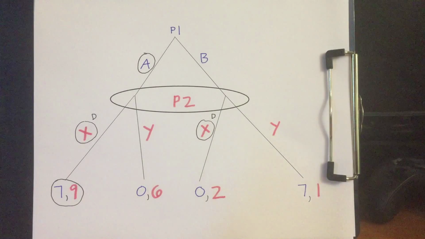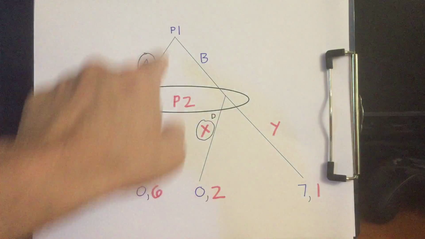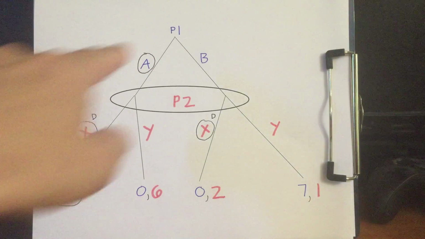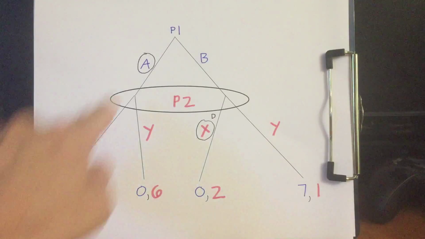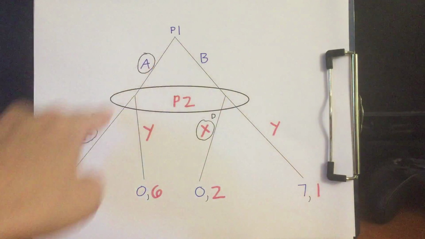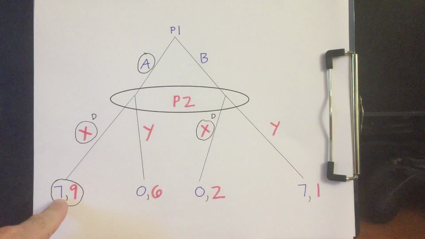So X is a dominant strategy for player 2, meaning it's better no matter what player 1 happens to have done. Player 1 will figure this out. Player 1 will say, okay, player 2 has a dominant strategy of X. So I'm going to count on player 2 always picking X. So if I pick A, I get 7. If I pick B, I get 0. Well, I'm going to pick A, and the parties will end up here.